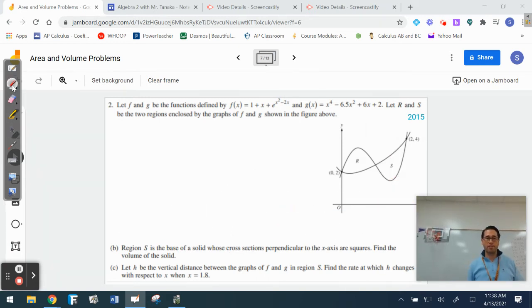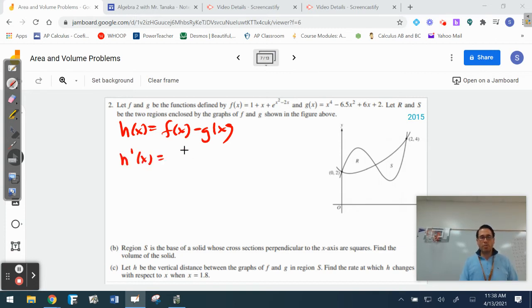All right, C's got to be tough, right? Let H be the vertical distance between the graphs. Okay, so that means H is equal to F minus G. So H is the vertical distance in S, and we're still just focusing on S. Find the rate at which H changes with respect to X when X equals 1.8. What? Rate of change? Rate just means derivative. So I just got to do H prime of X equals F prime of X minus G prime of X. And then don't I just have to plug in a 1.8?